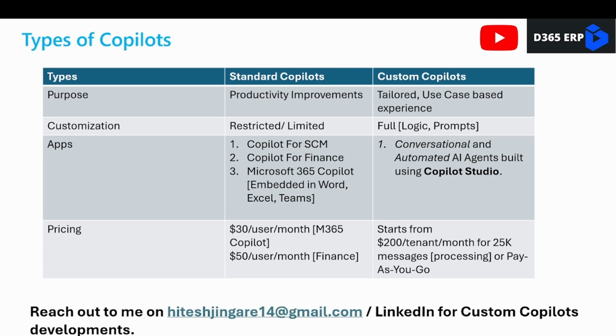So make sure you watch the complete episode, or I would rather say, watch the complete playlist. Talking about custom Copilots, pricing starts from $200 per tenant per month for 25k messages. 25k messages means, as I said, it's conversational, so whenever the chatbot provides you a message, 25,000 messages are available per month per tenant, or pay as you go for some parts. You can reach out to me if you want to plan a custom Copilot or plan AI adoption for your company.